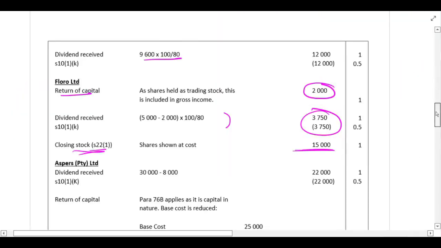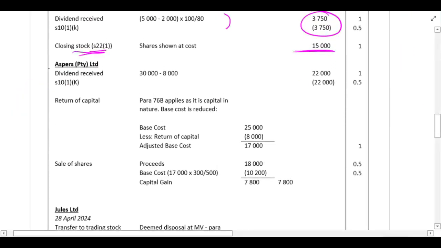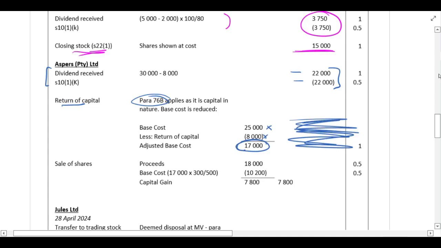So what does paragraph 76B mean, guys? Well, first of all, here's the dividend amount, gross income exempt. Return of capital, paragraph 76B applies. So you take the base cost, you deduct the return of capital, and that gives you an adjusted base cost. See that we don't do anything with it over here. It just reduces the base cost.